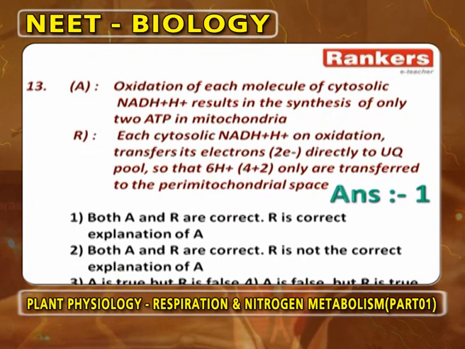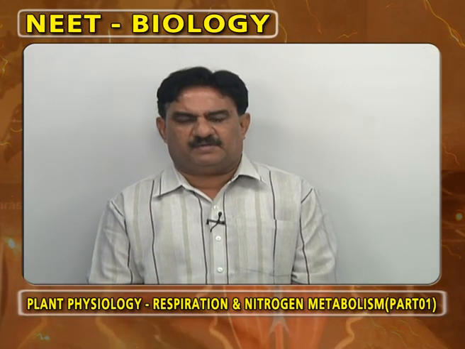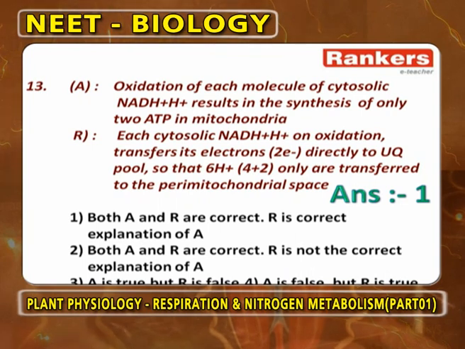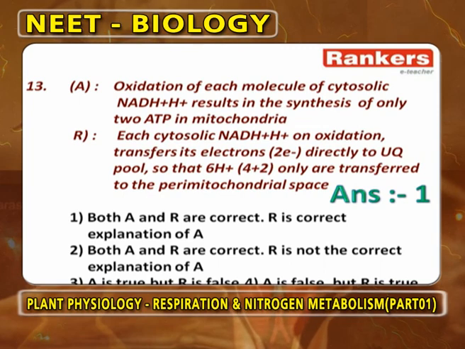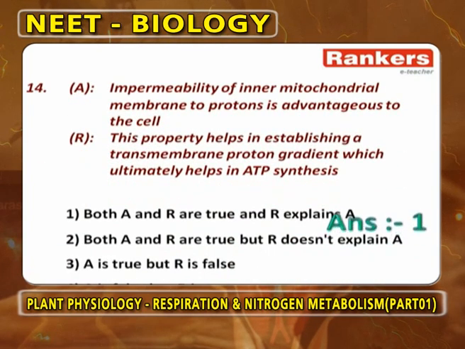Oxidation of each molecule of cytosolic NADH2 results in the synthesis of only 2 ATP in mitochondria, correct. Each cytosolic NADH2 on oxidation transfers its electrons directly to the ubiquinone pool, so that only 6 protons, 4 plus 2, are transferred to the perimitochondrial space, correct. So, A and R are correct. R is the correct explanation of A.